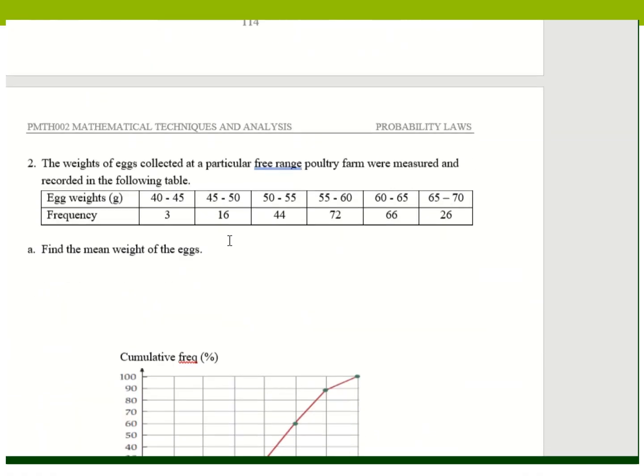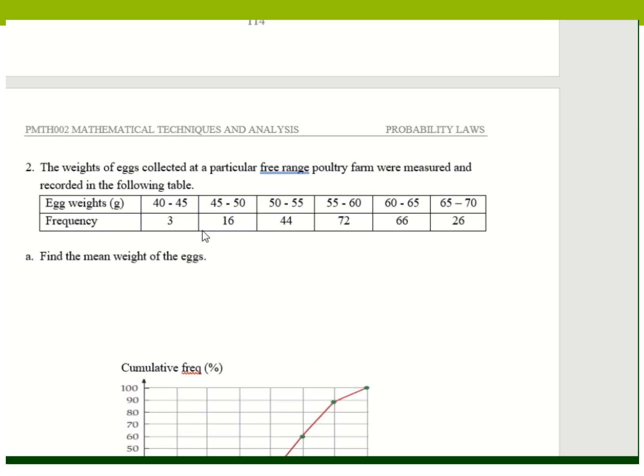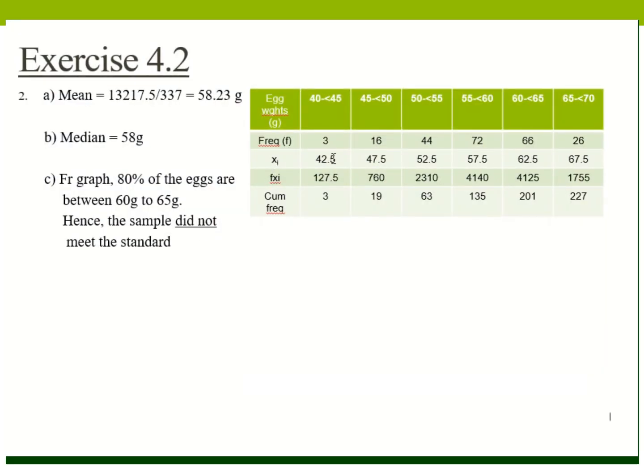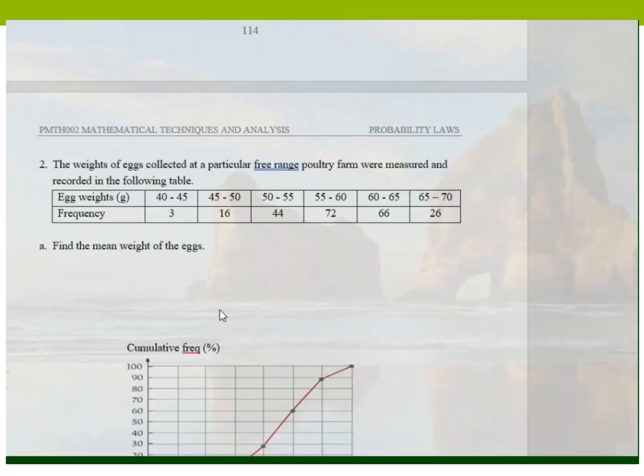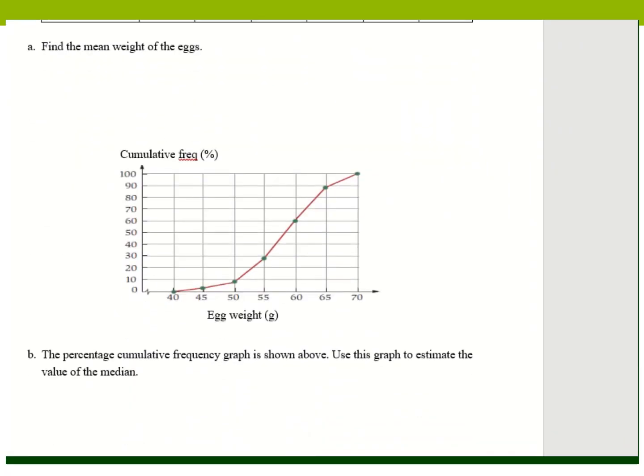Okay, next one. Find the mean weight. So when you want to find mean weight, what do you need to find for me? Your midpoint, fx, and then you find your mean weight. Okay. So here they've given you an ogive. The percentage is shown above. Use this graph to estimate the value of the median. So it's just an estimate. Median will be 50%. You come down, just estimate.